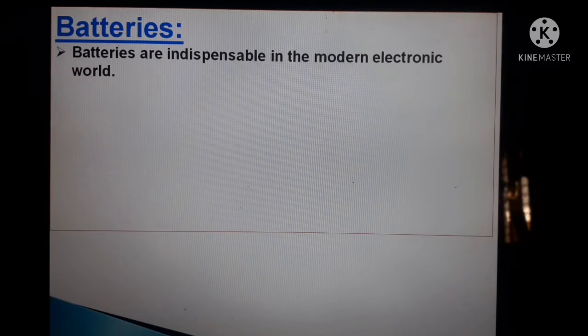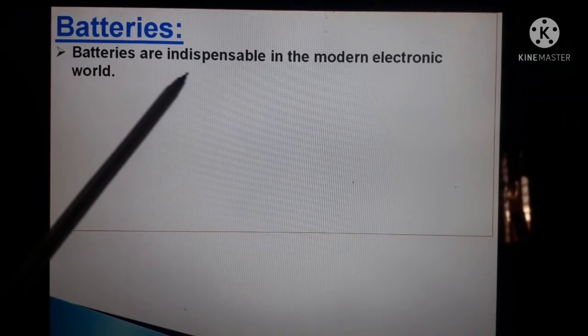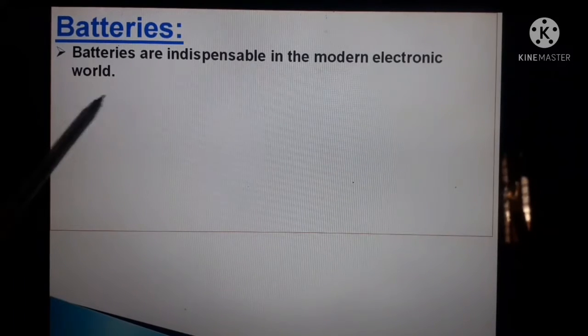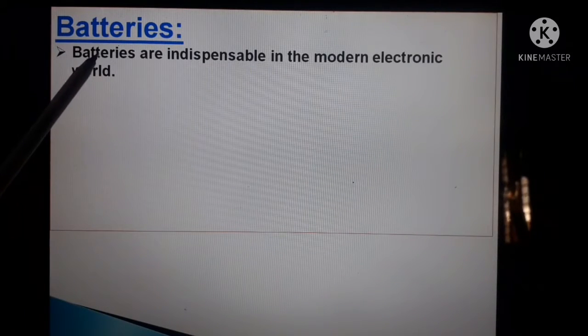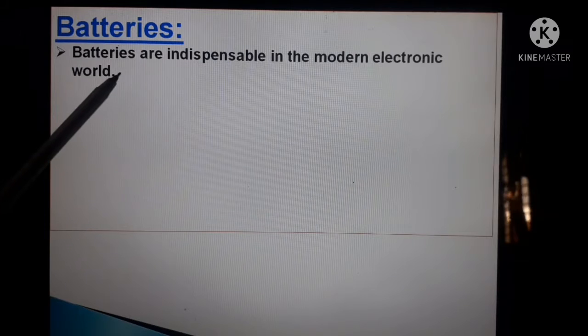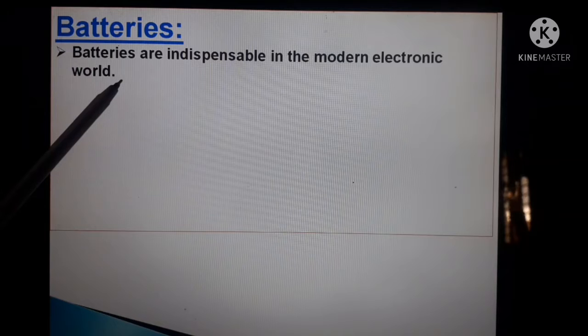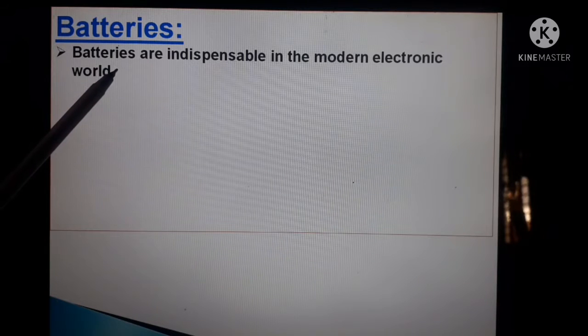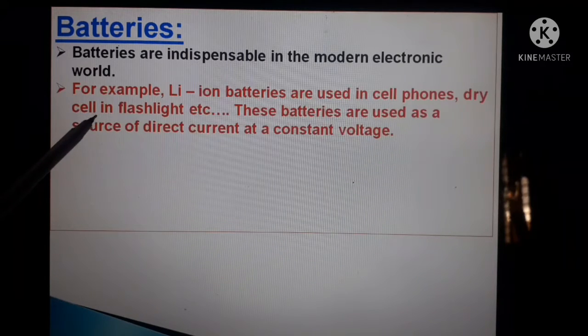You know very well. Batteries are indispensable in the modern electronic world. That is reused for a long time. That is the batteries. Okay.